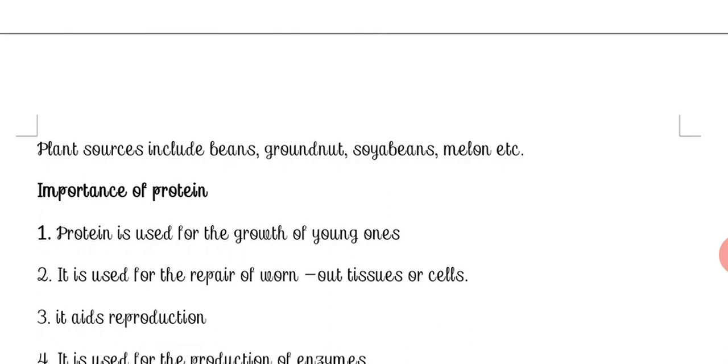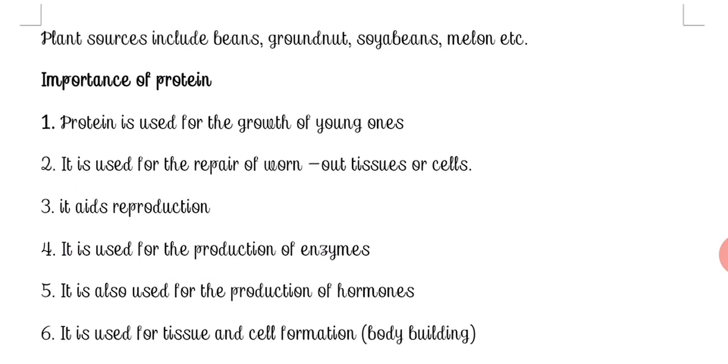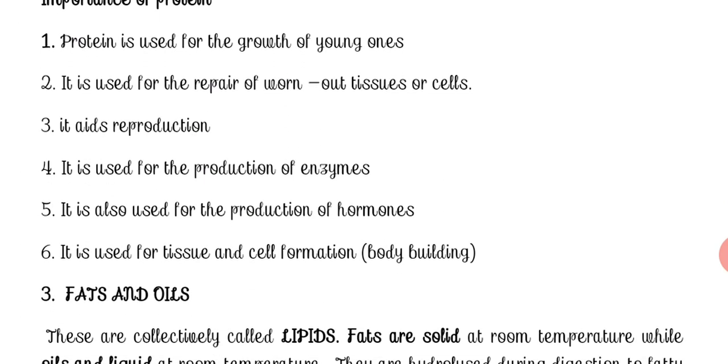Importance of protein. Protein is used for the growth of young ones. It is used for the repair of worn-out tissues or cells. Protein aids reproduction. Protein is also used for the production of enzymes. It is also used for the production of hormones. Protein is also used for tissue and cell formation, that is body building.